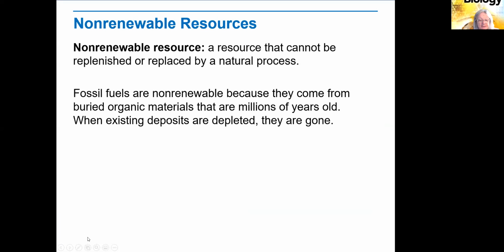Non-renewable resources. These are resources that cannot be replenished or replaced by natural processes. Fossil fuels are an example of a non-renewable resource because they come from buried organic materials that are millions of years old. When existing deposits are depleted, they are gone. Can you name some examples of non-renewable resources? Put them in your notes.